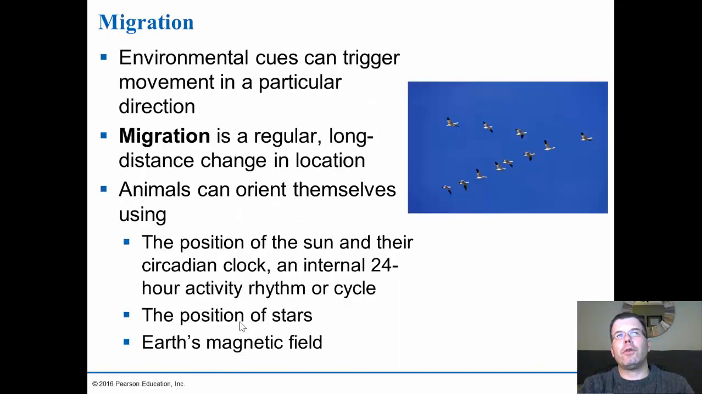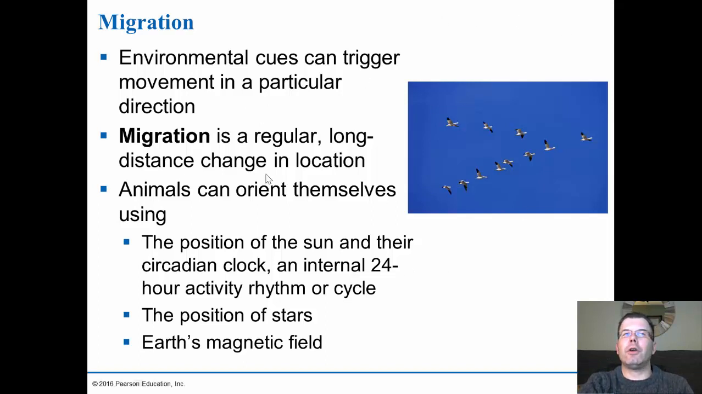Okay, now there's also other things like migration, where again environmental cues trigger movement in a particular direction. Migration is a regular long distance change in location, and animals orient themselves either using their circadian clock or position of the stars, or even the Earth's electric or magnetic field. So using the North and South Pole to kind of guide them to where they need to go. And so we see this all the time with birds, is that they'll migrate to the north in the springtime, and then they'll return back to the south in the wintertime. And so we see these different patterns.